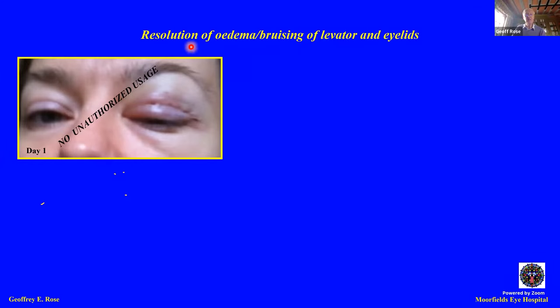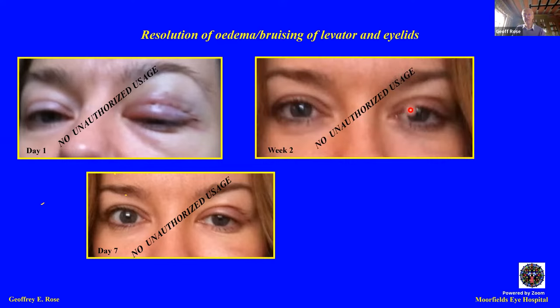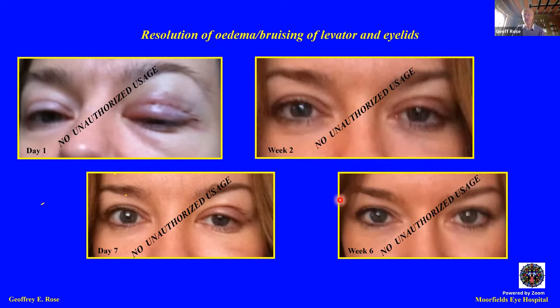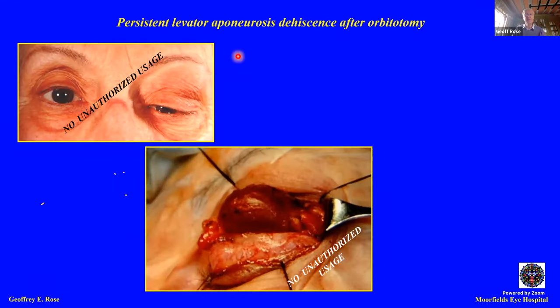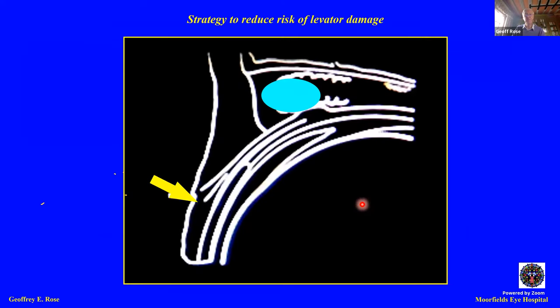So resolution of edema, as I say, you can get quite a lot of edema. The patient kindly sent these photos, and here at a week after surgery through the upper lid skin crease, still a little bit of residual edema at week 2. But really completely back to normal by week 6 after upper orbital exploration. As I mentioned, persistent ptosis after orbitotomy in many cases will be due to the size of the mass resting for many years on the aponeurosis in a patient already at risk of disinsertion of the aponeurosis, as you can see with the high skin fold, but still persistent degree of ptosis.